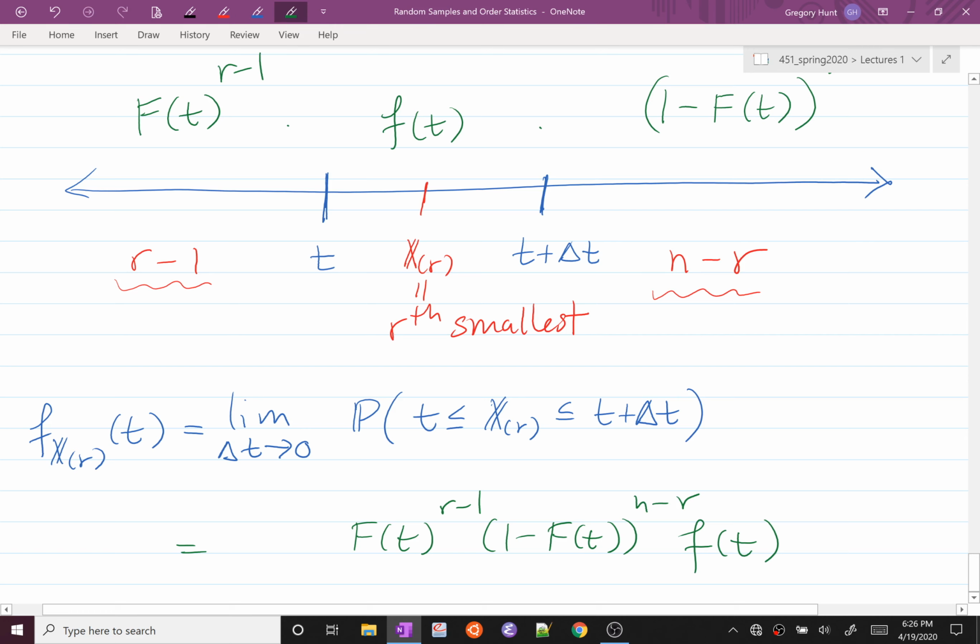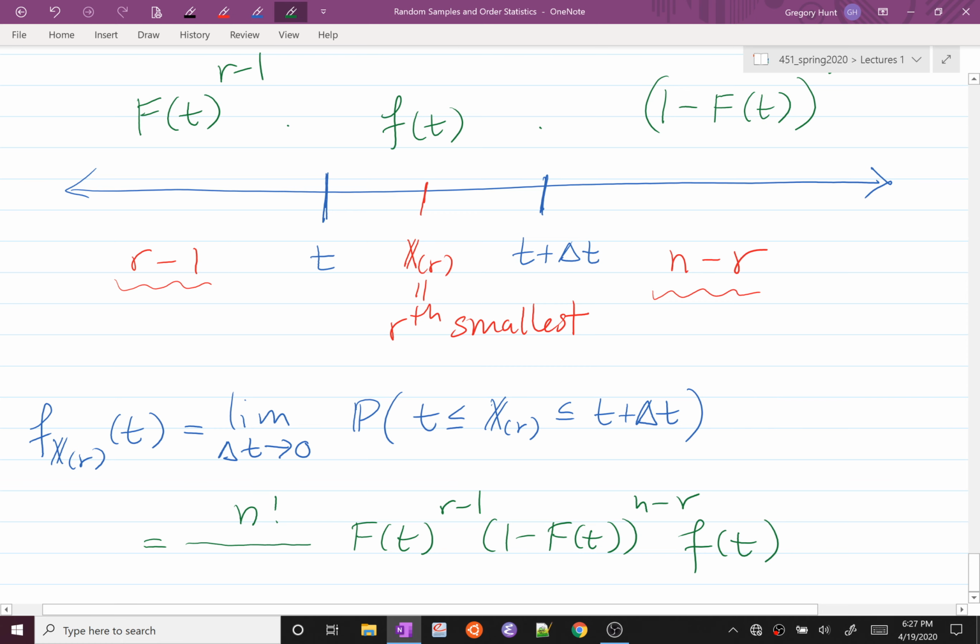Now that's almost our formula, but there are some factorials out front. The reason that we have those factorials is because I can do some rearrangements without hurting anything. Overall, I could rearrange things in n factorial different ways. It doesn't matter whether x of 1 is the rth smallest, or x of 2 is the rth smallest, or x of 3 is the rth smallest. We don't actually care which of them. All we care is that the rth smallest is in this interval. So I can rearrange them in any way I want.